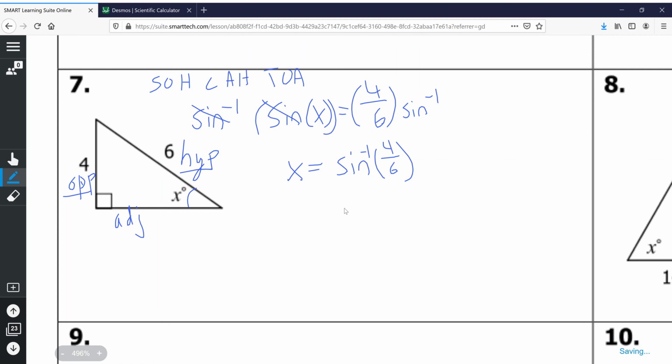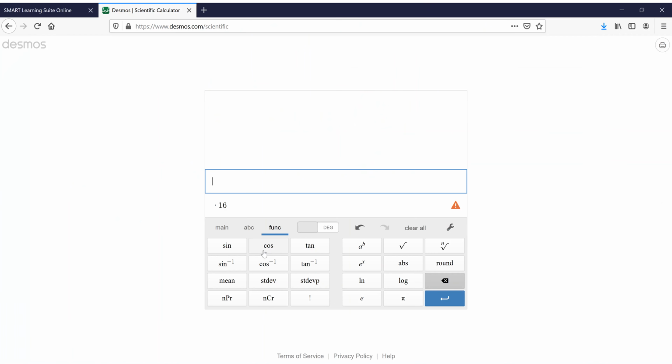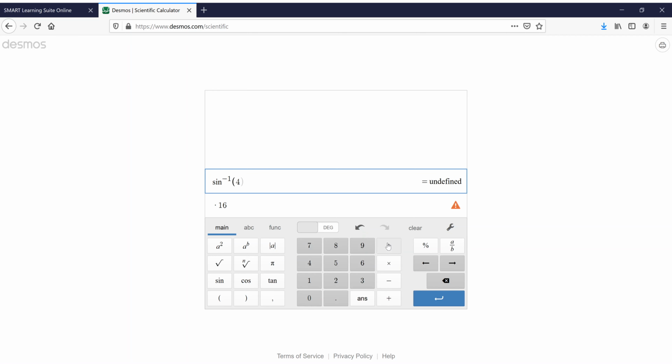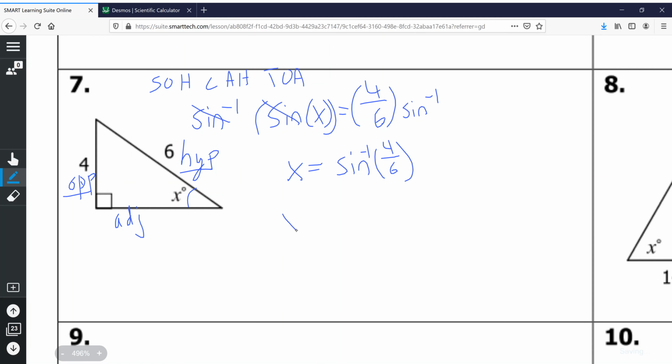4/6. So you go to Desmos, type in the inverse sine of 4 divided by 6, in parentheses. Okay, and you get 41.81. So x then equals 41.81.